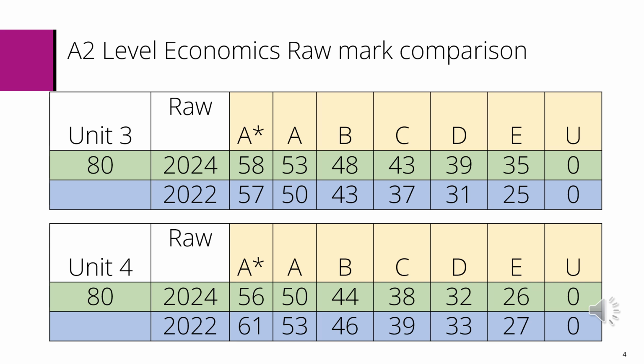Now let's move on to looking at the 2 A-level units and the 5 worst performing questions for each. For both Unit 3 and Unit 4, they have exactly the same 5 worst performing questions. That's question 8, question 9, question 10, and question 7E and 7E.